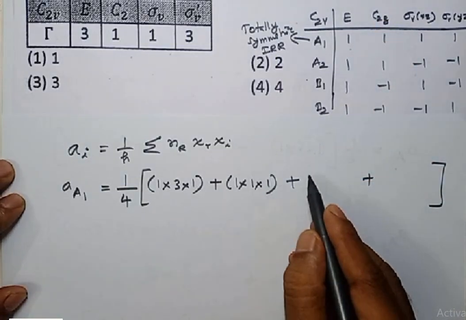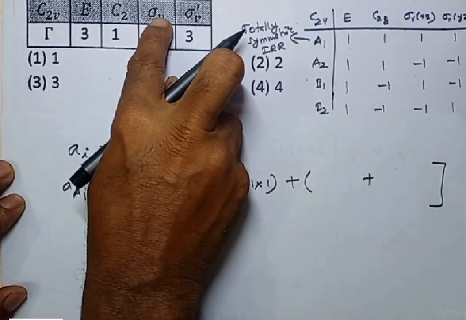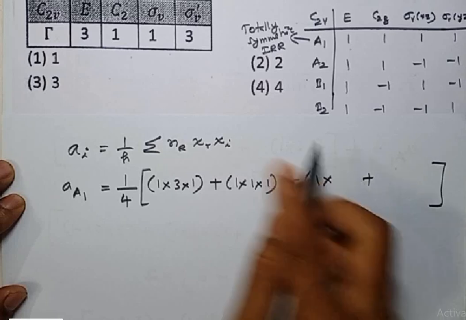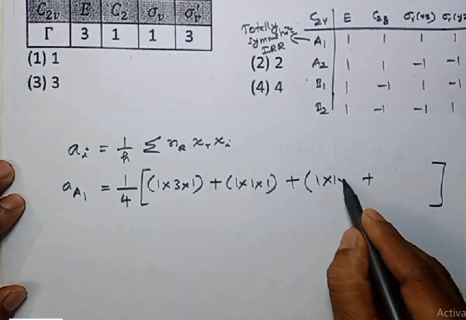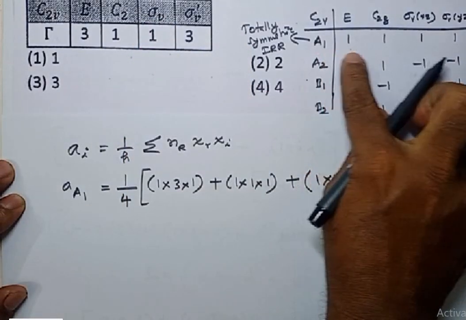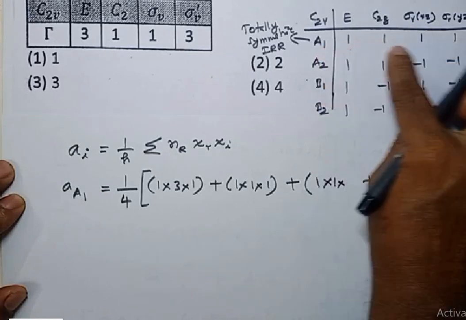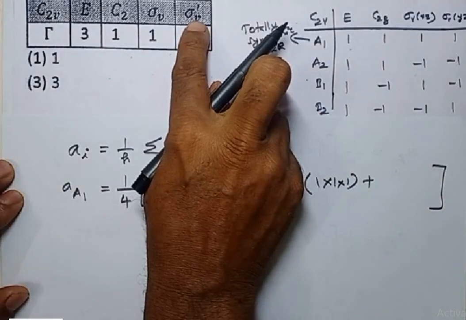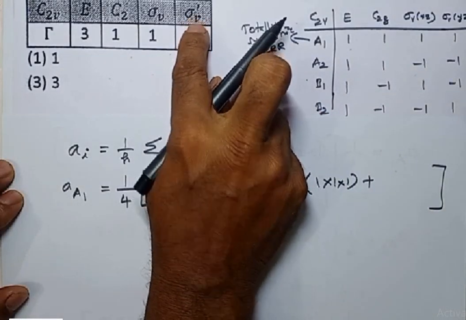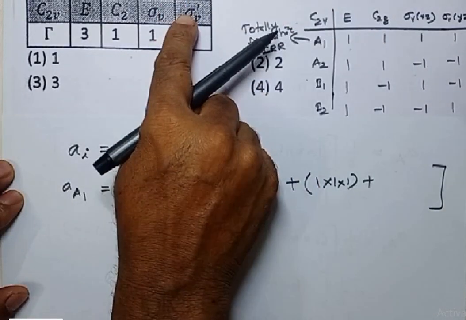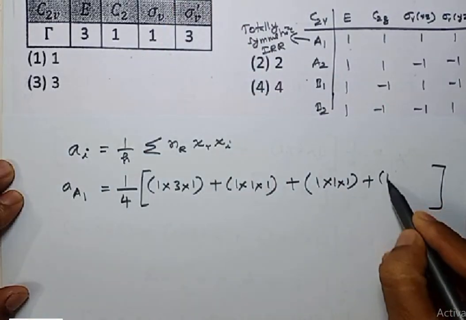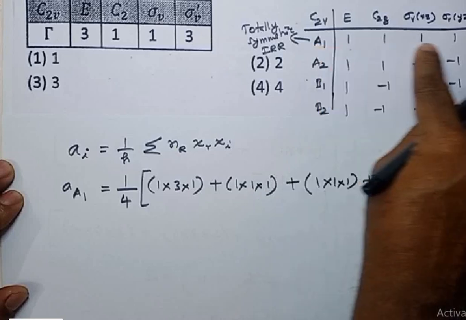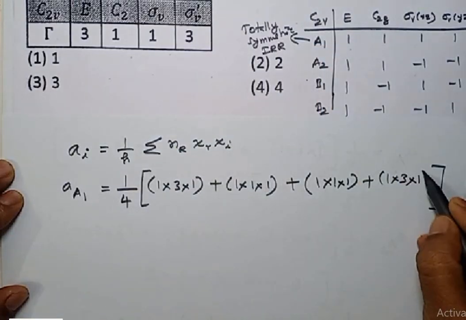Plus, in a similar manner, go to class 3. In class 3 we have only 1 operation, 1 into reducible character 1, and the corresponding irreducible character for class 3 along A1 is 1. Plus the next class is sigma v prime or sigma v yz. Number of operations is 1, reducible character is 3 and the corresponding irreducible character of A1 is 1.